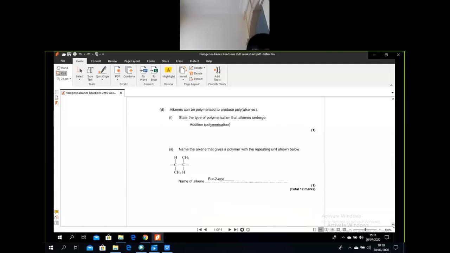Next, name the alkene that gives a polymer with the repeating unit shown below. There are 4 carbon atoms here. The double bond must be located between these 2 carbon atoms. So that's why it is called trans-butene. It is not cis-butene. Based on the structure, it is trans-butene.